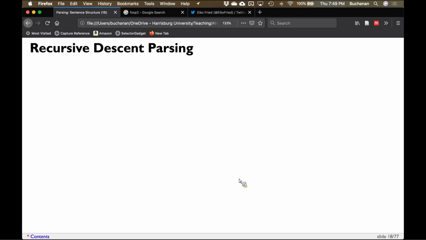And then we're going to talk about recursive descent parsing and shift reduce parsers and left corner parsers.